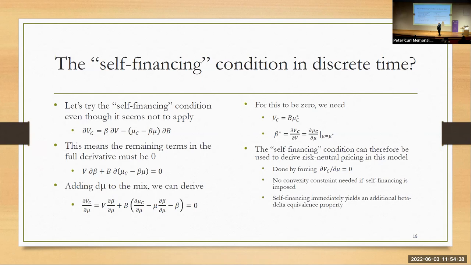But in spite of not meaning anything, when you impose the self-financing condition, guess what happens? You get the result immediately. Because it turns out that mathematically, in the static context, the self-financing condition is the same as requiring that the derivative of the option price with respect to the natural mean is equal to zero. So you're eliminating the mean from the equation.